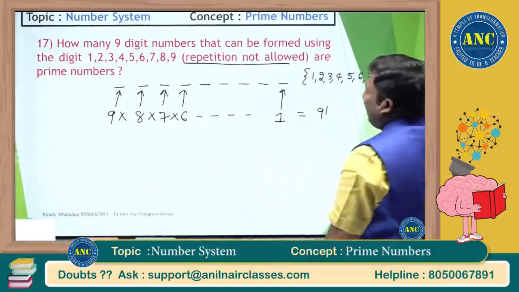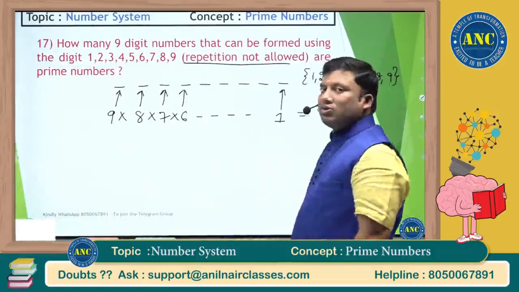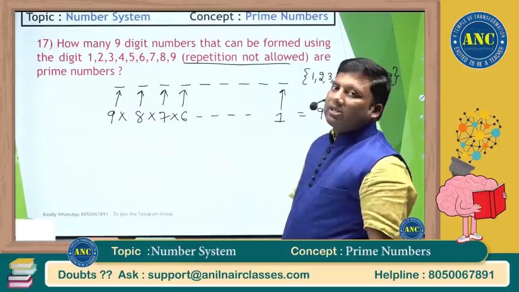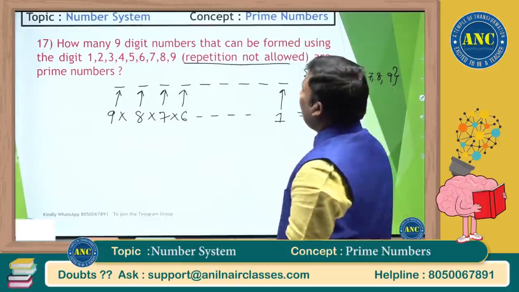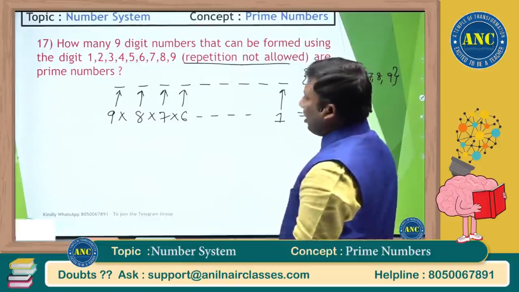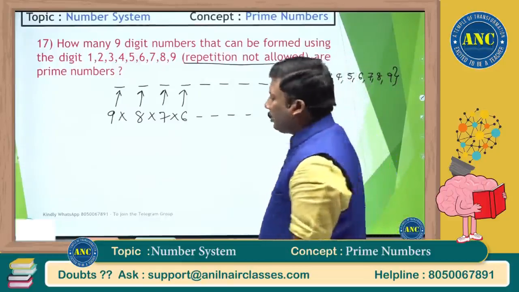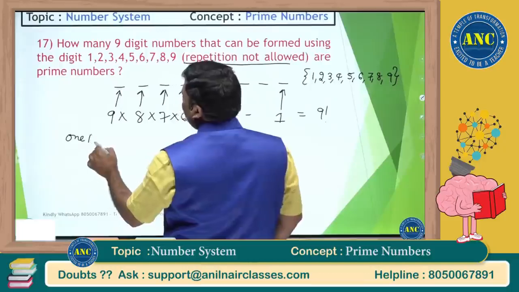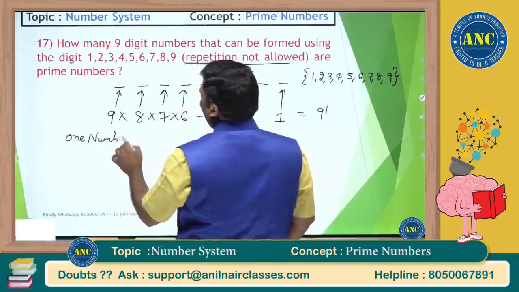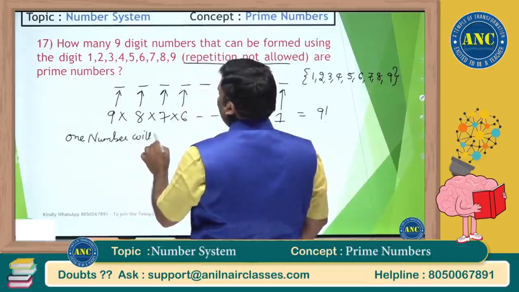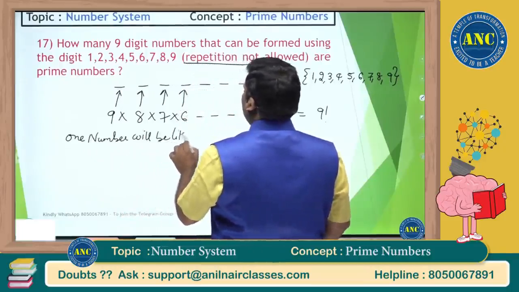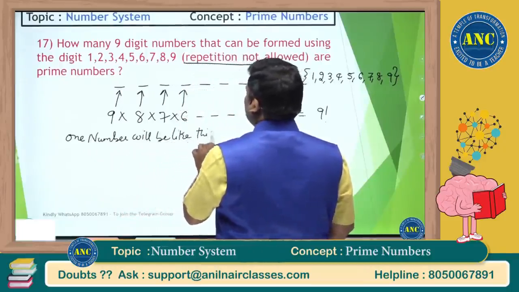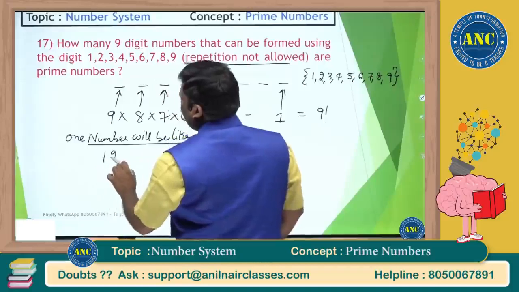In these 9 factorial numbers, I need to find out how many numbers are prime numbers. Listen carefully, sir. Can I say one number will be like this? Just a little bit of common sense, you will get these answers, sir.